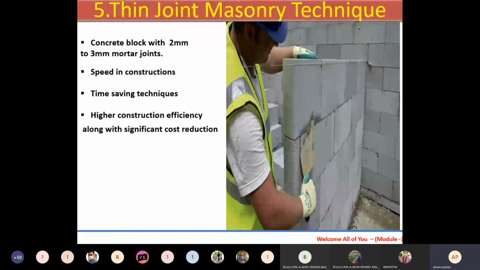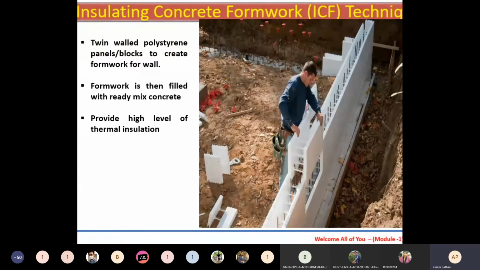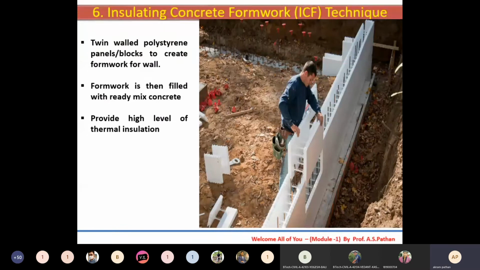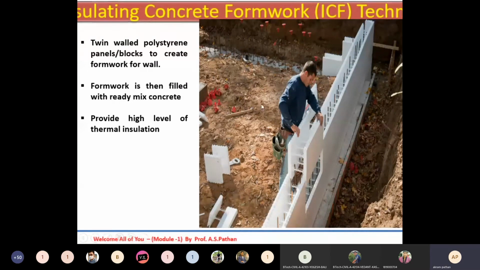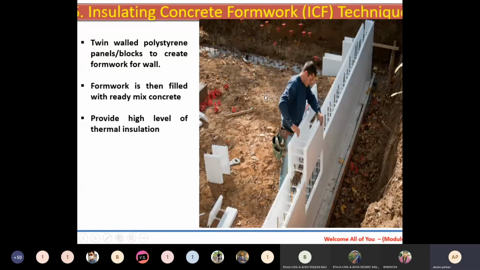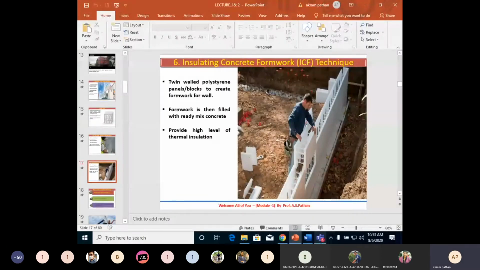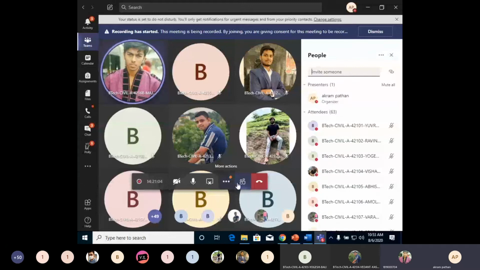Then also the thin joint masonry technique, insulating concrete formwork ICF. So this is the syllabus we covered in the last lectures. Now at this stage, I would like to send you one question so you can respond to it as a poll.